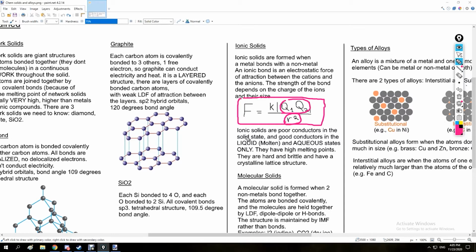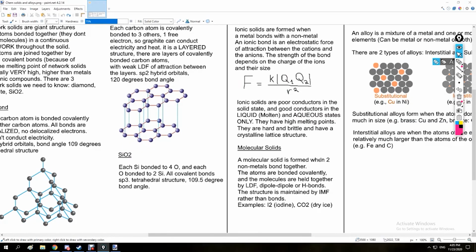So ionic solids are poor conductors in the solid state, they're good conductors in the liquid or molten, and the aqueous state only. That's because in those states they dissociate into ions, and those can conduct electricity, but they can't conduct electricity in the solid state. They have high melting points because the ionic bond is strong, and they are hard and brittle and have a crystalline lattice structure. And finally, molecular solids.